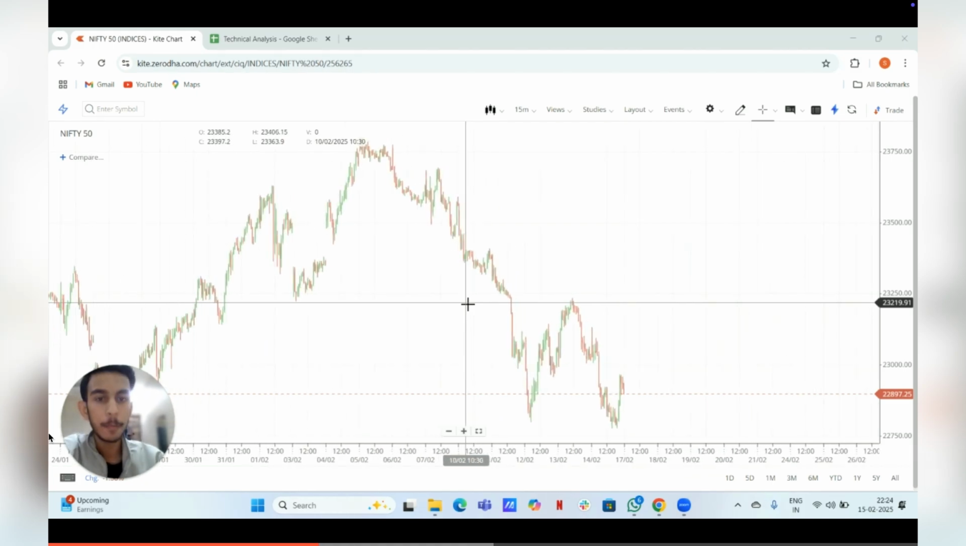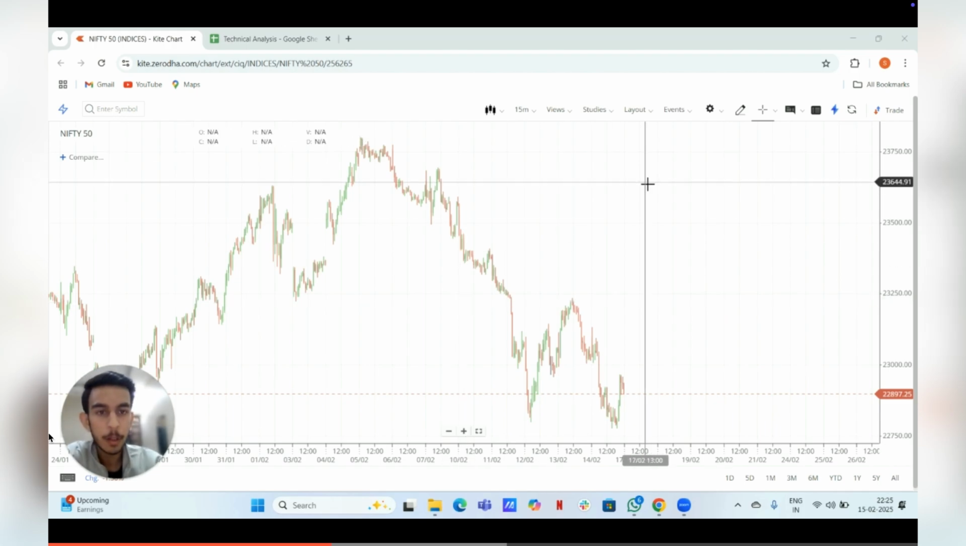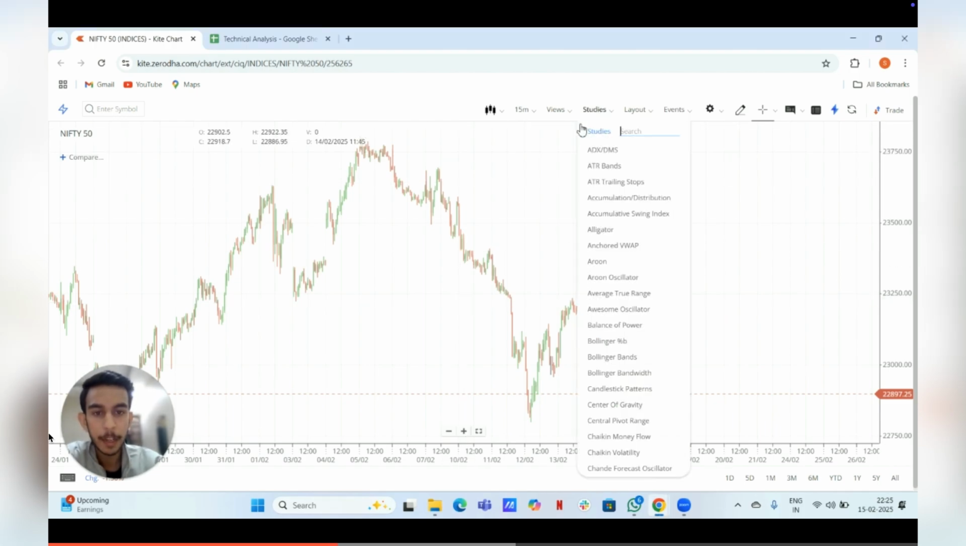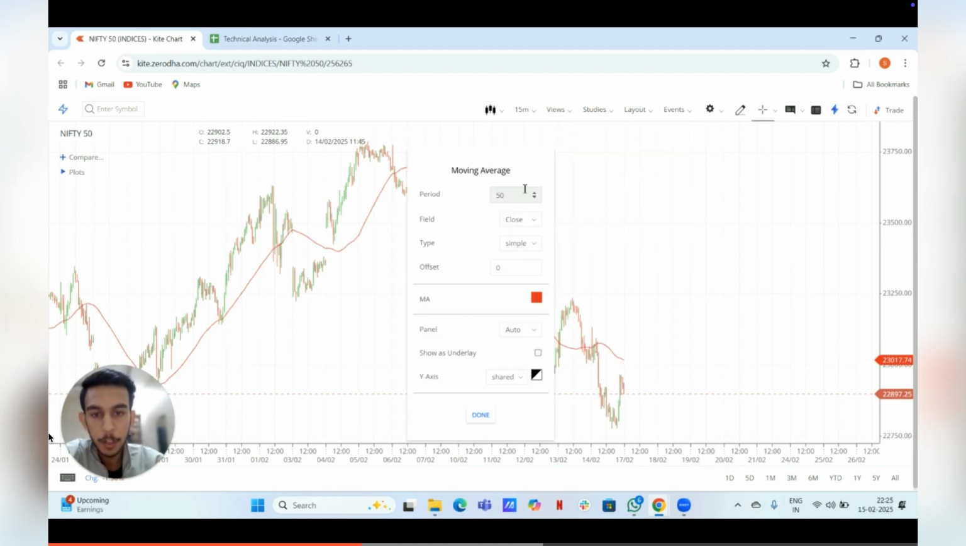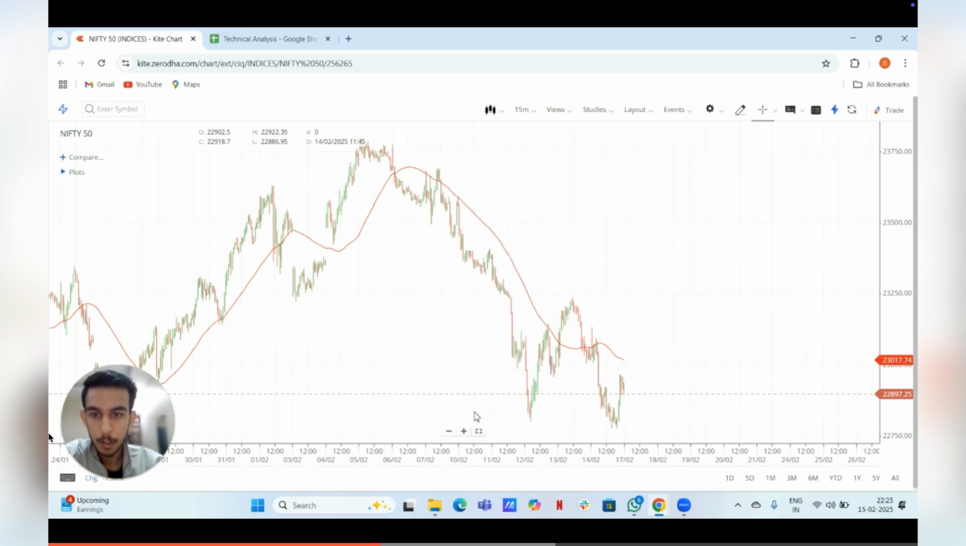So I am using the Kite platform here. You must be familiar that Kite is a broking firm. So let's put an indicator. I would show you how an indicator can be inserted into the chart. First I would be introducing you to the moving average. Let's put the period to be 50 and yeah, it's done. So you can see a price line that's being shown on the chart.